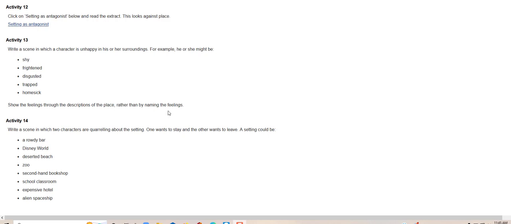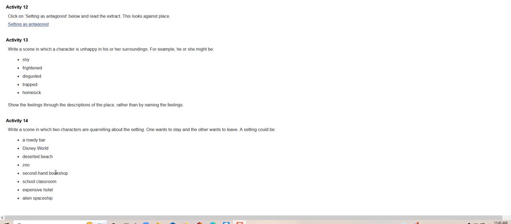So here you have examples of stories where setting is a big element of the story and the plot. Write a scene in which two characters are quarreling about the setting. One wants to stay and the other wants to leave. Okay, so here you have another one in which the setting is the antagonist. But instead of one character uncomfortable in the setting, you have two characters uncomfortable in a setting.